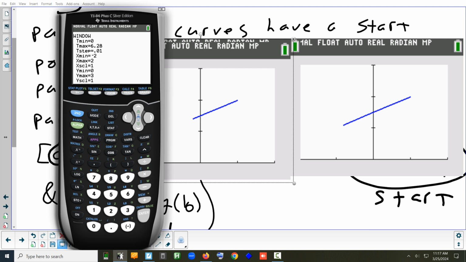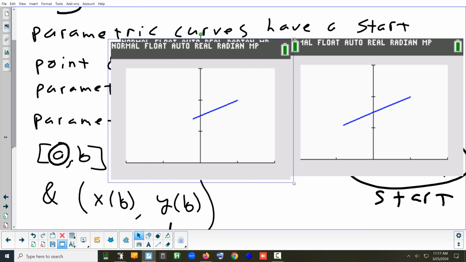Any questions on that? Okay, and the t-step becomes very important when you start to draw things that curve. Too few points, and your curve is going to look kind of jagged. All right, too many points, and it's going to take forever. So we have to find a balance between graphing enough points and having it take too long.